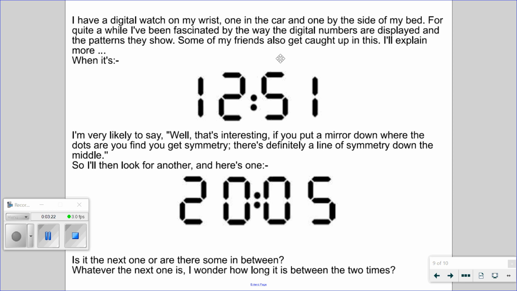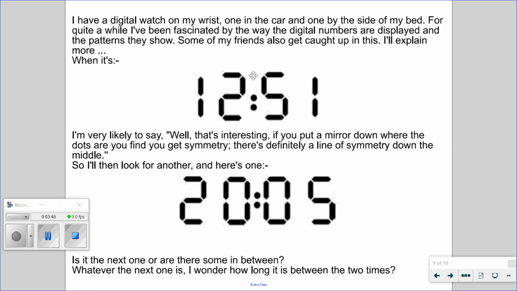It says, I have a digital watch on my wrist, one in the car, and one by the side of my bed. For quite a while, I've been fascinated by the way the digital numbers are displayed and the patterns they show. Some of my friends also get caught up in this. I'll explain more. When it's 12:51, I'm very likely to say, well, that's interesting. If you put a mirror down where the dots are, you find you get symmetry.